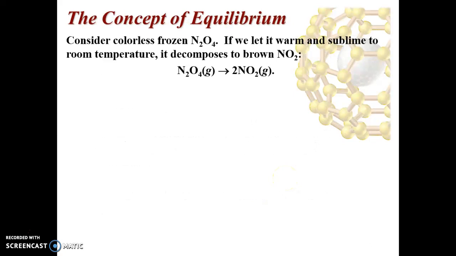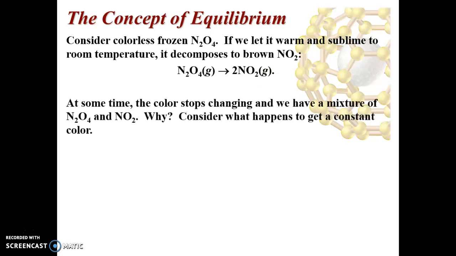So let's take a look at this idea of equilibrium a little more closely. So in this scenario, let's consider colorless frozen N2O4. It is a gas at room temperature, but in order for us to see everything, let's consider it a solid at this point. So we've got it very cold, frozen. It is colorless. If we let it warm up, it's going to sublime. And it's going to start to decompose. Upon warming up, it's going to immediately decompose into NO2, which is brown. And so as you see this reaction happening, you start to see the chamber go from colorless to brown.